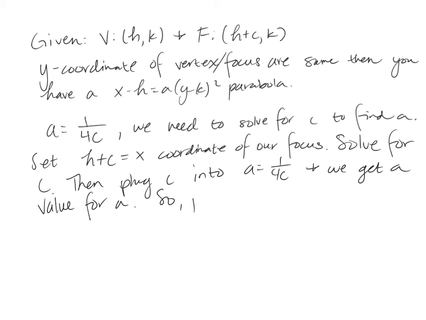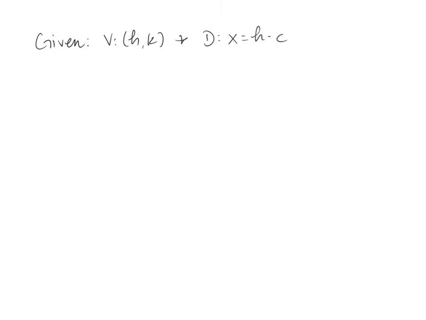So we then plug in the vertex and a into x minus h equals a times y minus k squared. Now let's see what happens when you're given the vertex and the directrix. The nice thing about the directrix is that if your directrix is x equals some number, then you know you have an x parabola. So these match, okay?